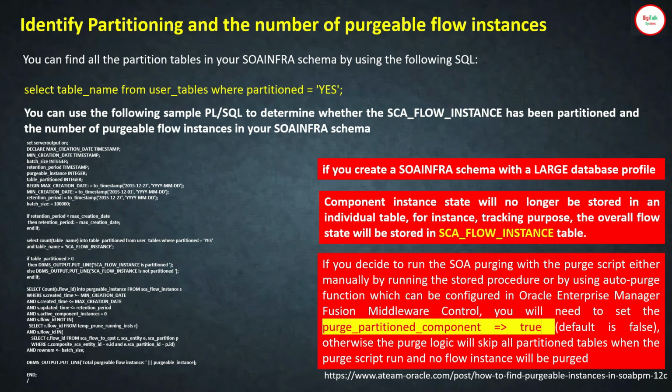There is a very important table in SOA 12c called SCA_FLOW_INSTANCE. This SCA_FLOW_INSTANCE table stores the complete data of the instances flowing through your SOA. When we run the query on this particular table, it will give you the count of purgeable instances, that means the number of instances that you can purge. Along with that, it will tell you whether your database has been created using the partitioning option or not. So these are the two commands.